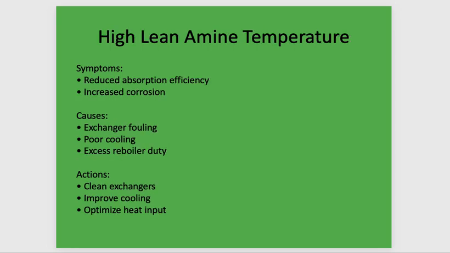Okay, here: high lean amine temperature. The symptom is reduced absorption efficiency and increased corrosion. The causes are exchanger fouling at the outlet of the unit, poor cooling, and excess reboiler duty. The action here is to clean the exchanger to improve the cooling and optimize the heat input.